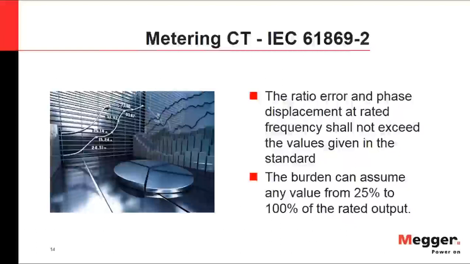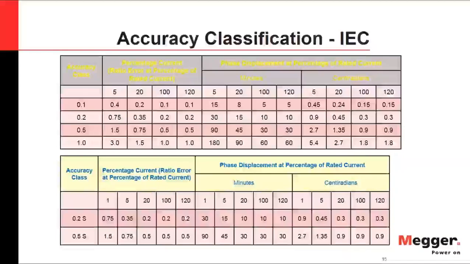When we look at the classification, it is interesting to see that for the accuracy class, the IEC standard will identify values between 0.1 and 1. And if you look a little bit into the rated current for the evaluation, you will see that it goes beyond 100%. So it will go from 5% rated current all the way up to 120% rated current. And you see that for the standard classes, 100% and 120% will give you basically the same error, not only in magnitude, but also in phase.